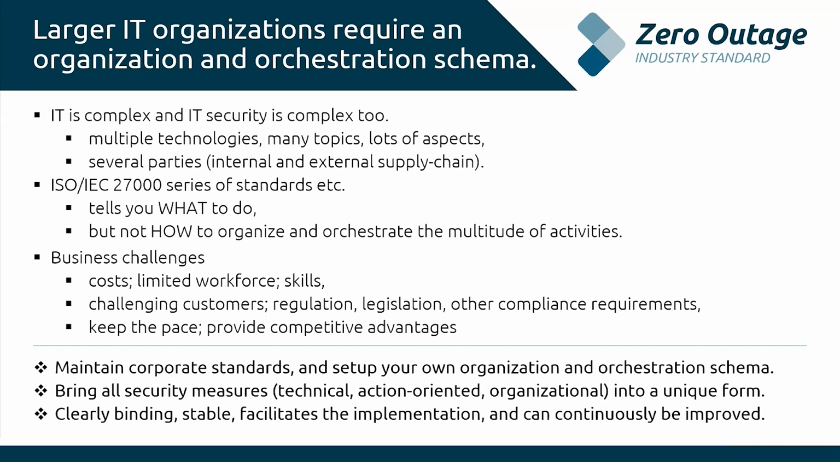So the first advice is maintain your corporate standards. Not only refer to external standards, we will come to this later on as a last slide, but maintain your own corporate standards and set up your own organization and orchestration scheme. That's really essential, that you start with your own thing. Then bring all the things which you want to be obeyed, like technical, action, or organizational measures, into a unique form as a security measure, so that they all look the same and can be found by the employees. The clear advantage of having these corporate standards is that they are clearly binding.